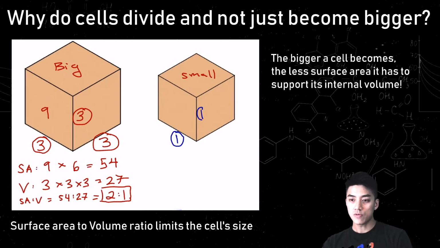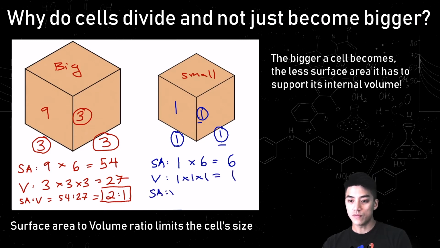But for the small cube, let's say the edges are just 1, so one face is 1 times 1, which is 1. There are 6 faces on a cube, so 1 times 6 is 6, and the surface area is 6. The volume is 1 times 1 times 1, giving us a volume of just 1. So the surface area to volume ratio is 6 to 1, which is greater in the small cube.